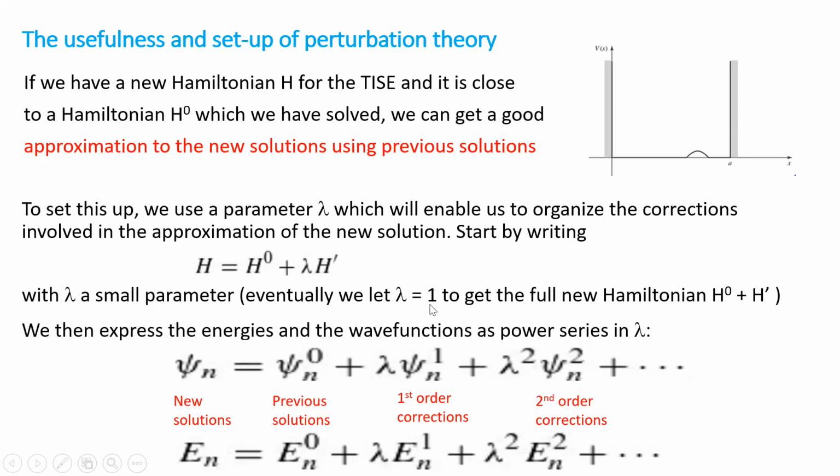So why would we do that? Well, we're going to eventually write the Schrödinger equation for our new system in terms of these expansions in lambda, and then group like powers of lambda and get a series of expressions which enable us to get the first order and second order corrections. So let's see how that works. Using the power series in lambda to find the corrections.